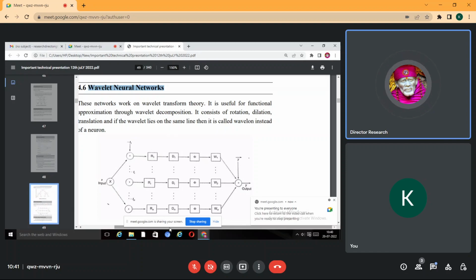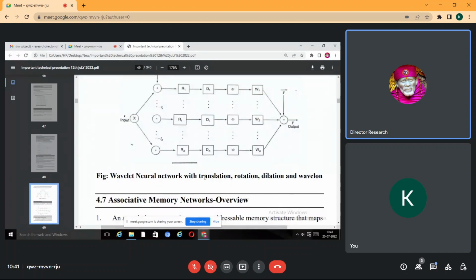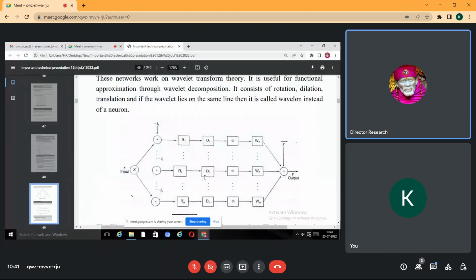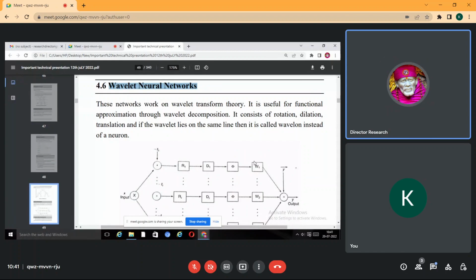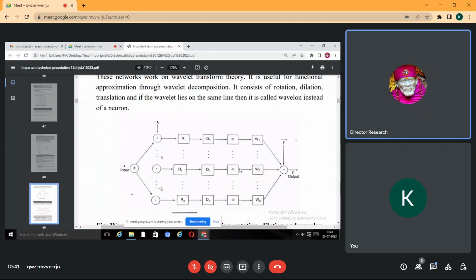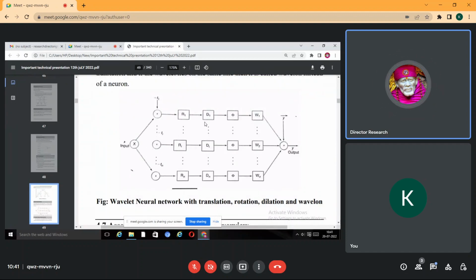Just examine the diagram. Okay, rotation, dilation part, and this wavelength part, translation part, input, and those blocks indicate a number n. Output y. Wavelet neural network with translation, rotation, dilation, and wavelength.